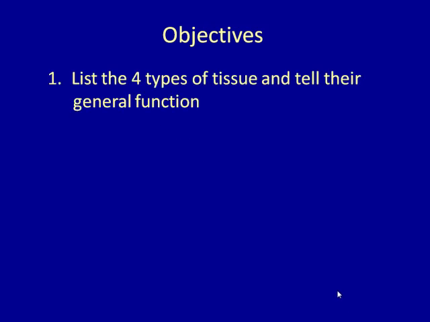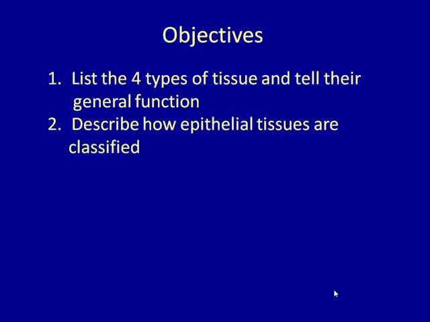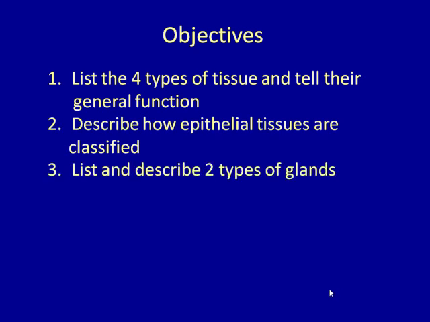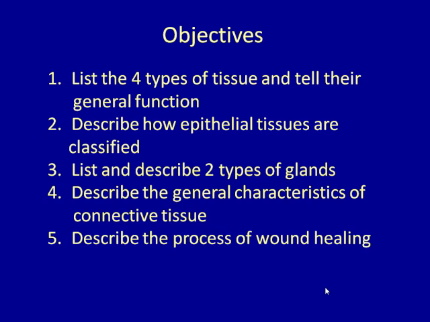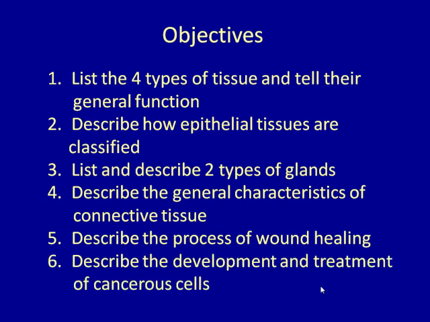Our objectives for this section include: list the 4 types of tissue and tell their general function, describe how epithelial tissues are classified, list and describe 2 types of glands, describe the general characteristics of connective tissue, describe the process of wound healing, and describe the development and treatment of cancerous cells.